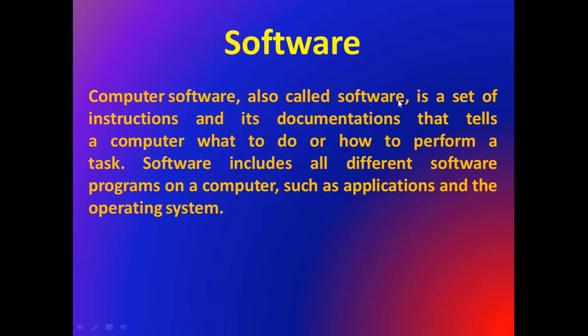Computer software, also called software, is a set of instructions and its documentation that tells a computer what to do or how to perform a task. Software includes all different software programs on a computer, such as applications and the operating system. Students, here, application and operating system are the two types of software. One is application software and second is system software.